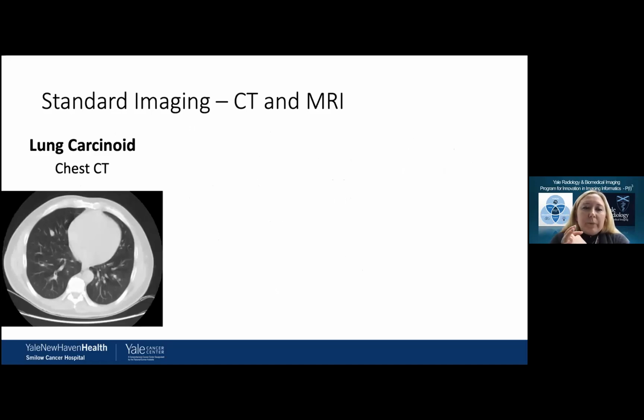We're going to start a little bit with standard imaging, CT and MRI, but we're not going to focus on these imaging modalities because they're pretty well understood in the community, and just kind of going over the basics of it. For carcinoid tumors, we can do very nice chest imaging with CT of the chest. We can do contrast and non-contrast imaging. And here's an example of a lung carcinoid lesion.